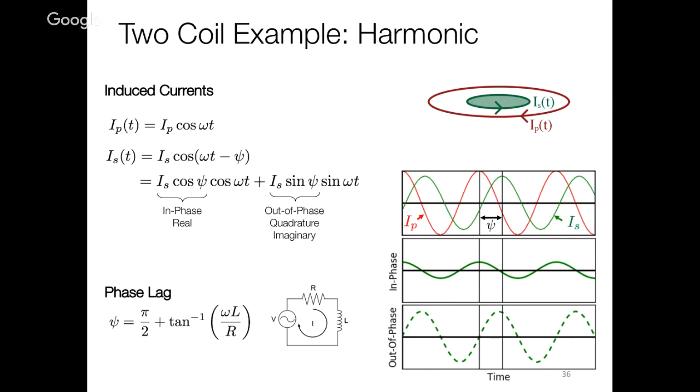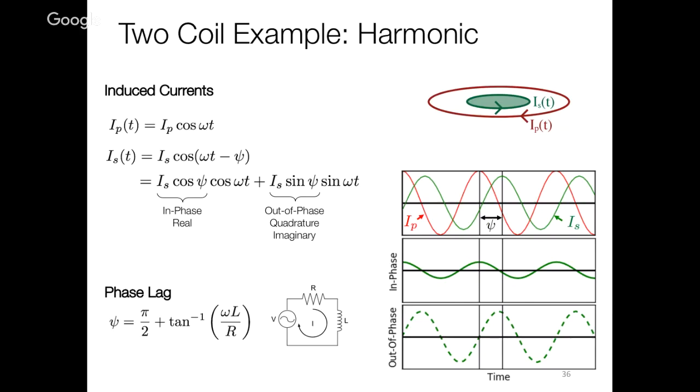So I could take this green curve and decompose it. Whatever psi is, I choose this one here, and that's the amplitude of the in-phase part. Then I take this one, and that's the amplitude of the out-of-phase part. And if I add these two together, I get the green.